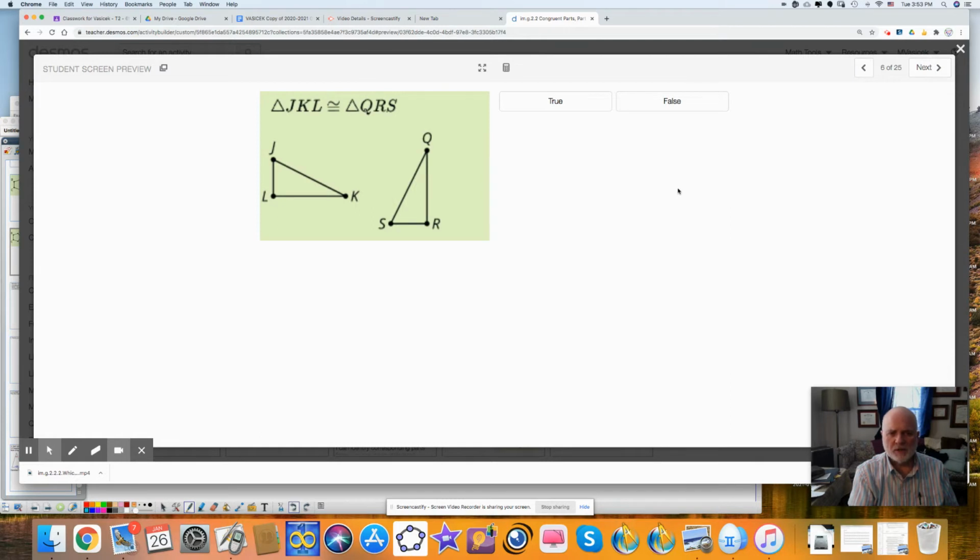Here we have JKL and QRS. Well, that doesn't make any sense. If I look at the first and last letters, JL and QR, those two segments don't match up. JL is the smallest, QR is the middle length. JKL should match up with SQR. So this is not true.